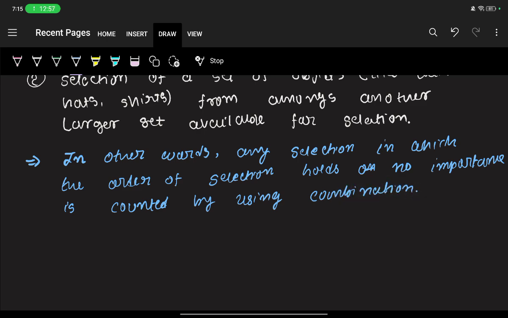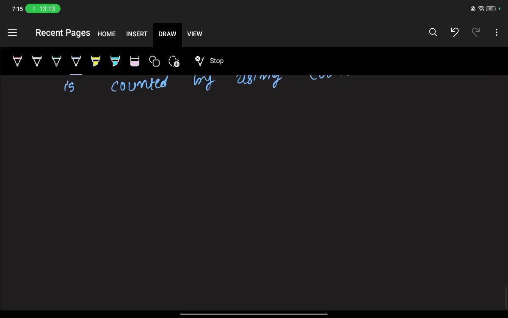Order of selection holds no importance here. It doesn't matter in which manner you are selecting the things. So this was about combination. Now let's understand permutation.